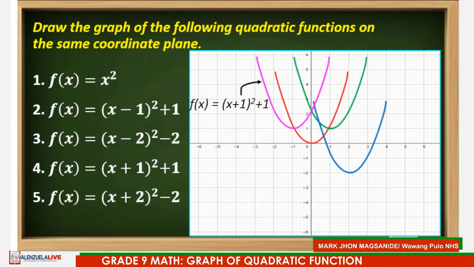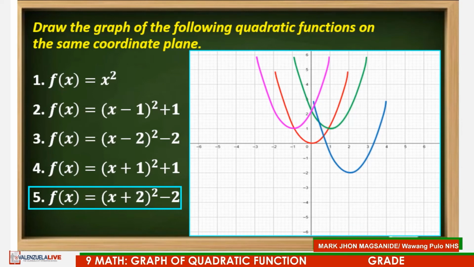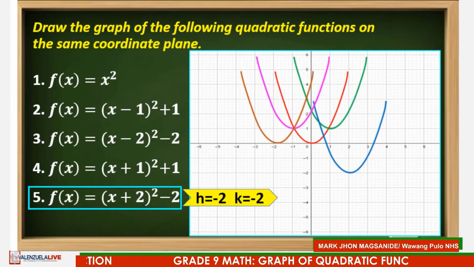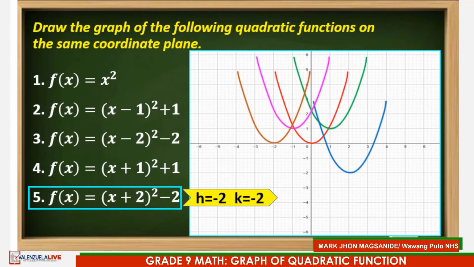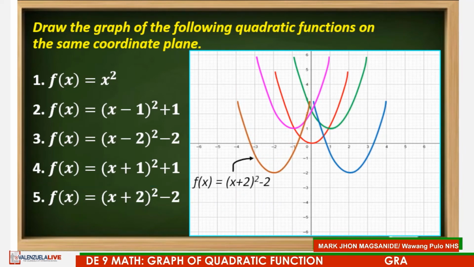For f of x is equal to the square of x plus 2 minus 2, h is equal to negative 2, k is equal to negative 2. From the graph of f of x is equal to x squared, move 2 units horizontally to the left, 1, 2, and 2 units vertically downward, 1, 2. And that is the graph.